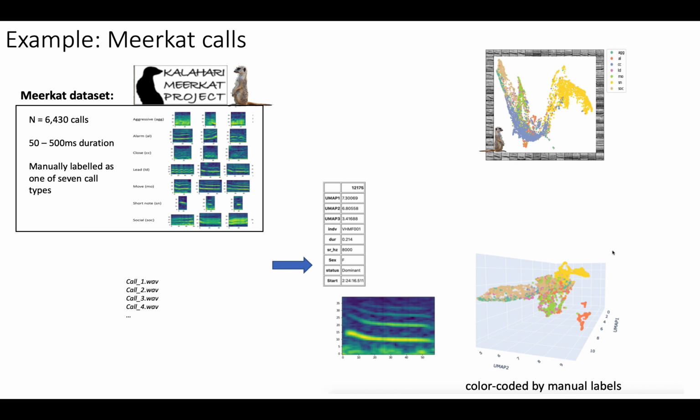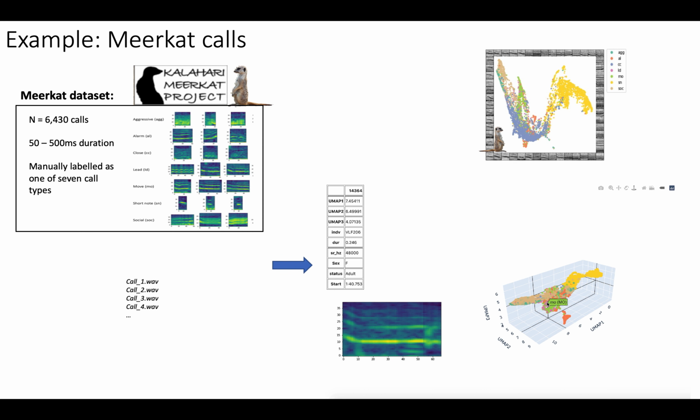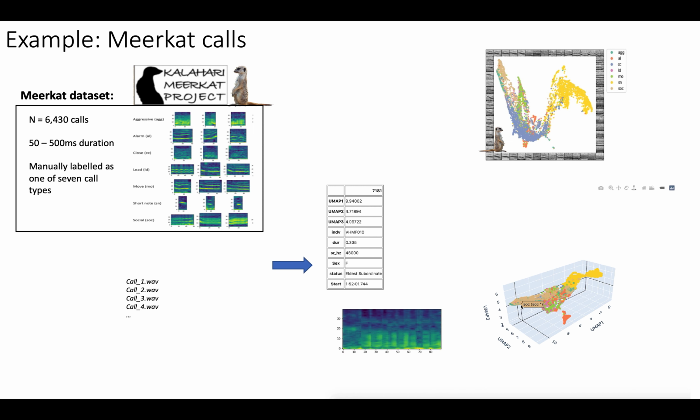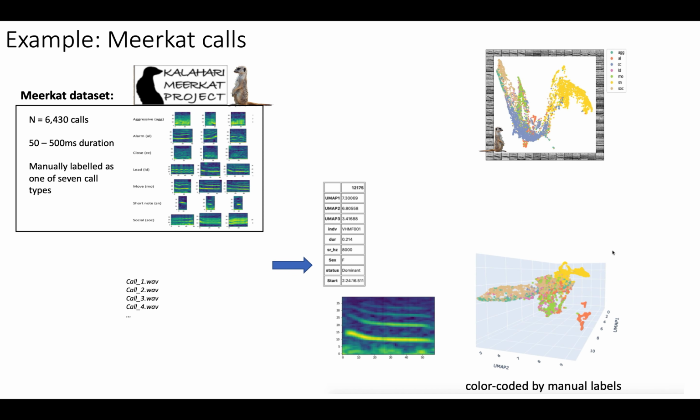Hovering over the data points triggers the display of the respective spectrogram here on the left, and the table in the upper left corner provides some additional information on this vocalization, such as the individual that gave the call, its duration, and so on. By clicking on a data point, the audio is played. We found that this tool was quite useful to explore the space and get an intuition on whether the representations make sense and what types of calls are usually grouped together.